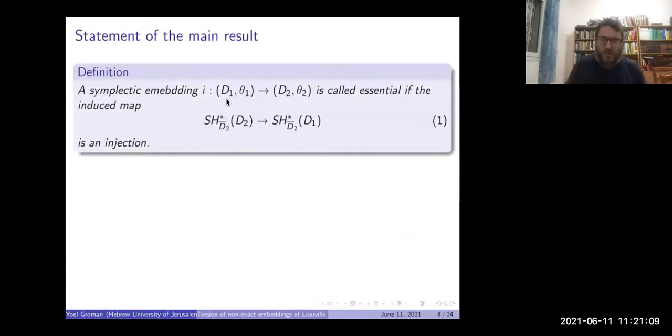To state the main result, I need to introduce some definitions. One definition that I'm introducing now is that we say that a symplectic embedding of a Liouville domain inside a bigger Liouville domain is called essential if the restriction map is an injection. Maybe I shouldn't have used the word essential, because maybe essential should be reserved for when it's unital, but okay, this is what I did. Note that I'm using essential in a stronger sense than maybe people.